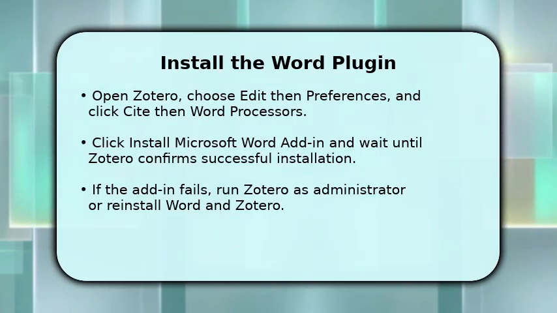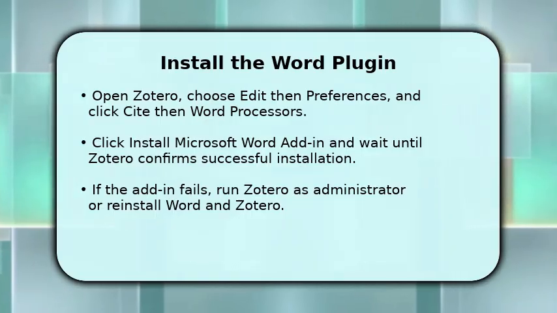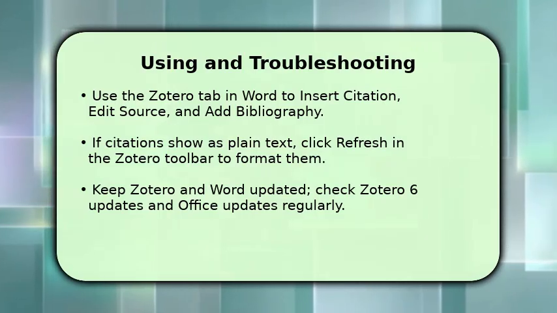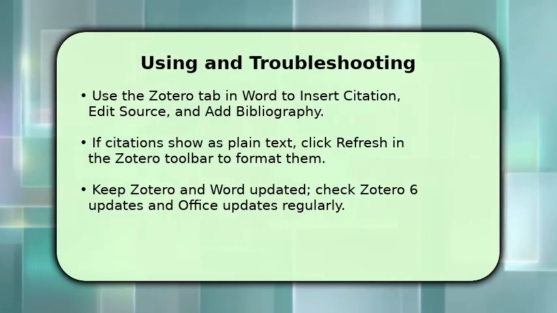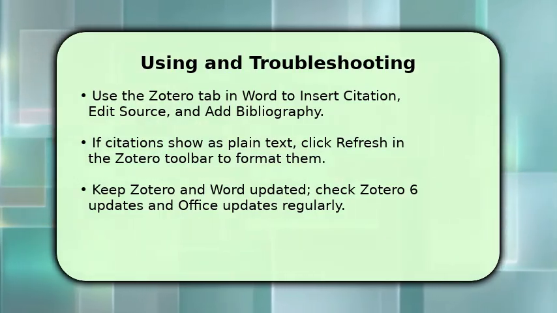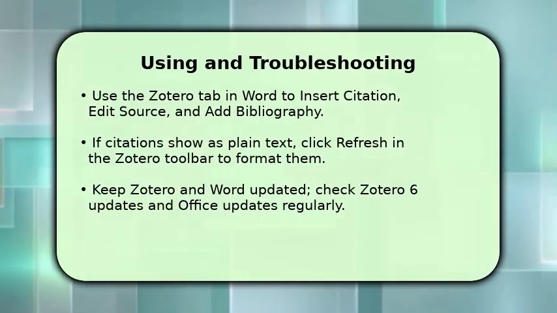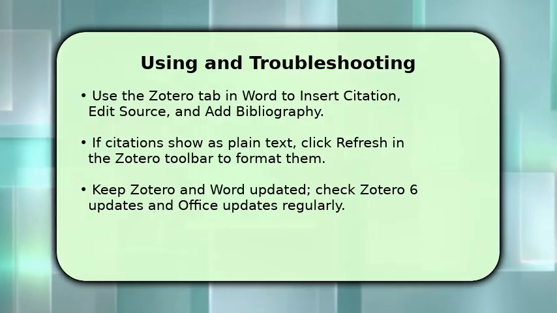Place your cursor where you want a citation and choose Insert Citation from the Zotero tab. Search by author, title, or year and press Enter to insert the selected reference. After inserting citations, choose Add Bibliography from the Zotero toolbar to create a formatted reference list automatically.